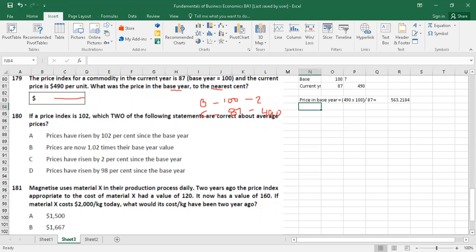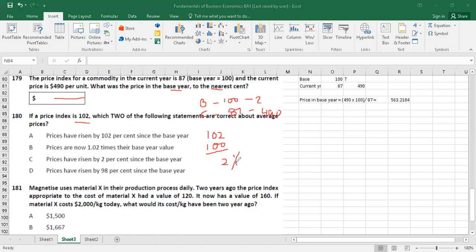If a price index is 102, which two of the following statements are correct about average prices? So price index is 102. I think a similar question we have done, 235, the same thing. Prices have risen by 102% since the base year. Prices are now 1.02 times their base year. Prices have risen by 2% since the base year. 235% also we've done. See, if it is 102, it indicates 102%. The difference between 102 and 100 is 2%. In terms of percentage, we just have to talk about the difference, that is 2%. So anywhere, if it is 2%, we go with that.